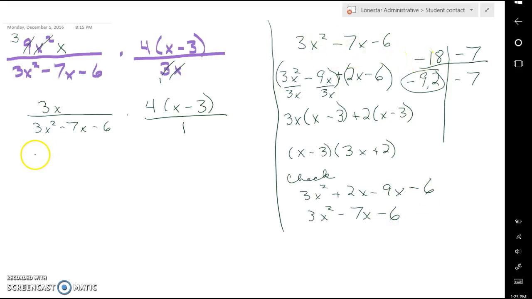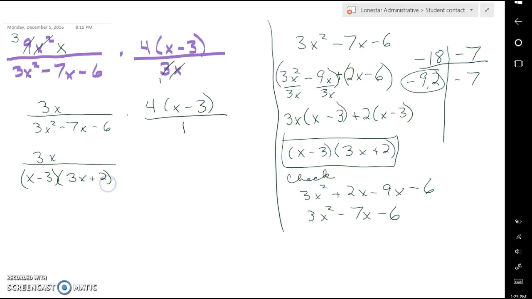Okay, so let's rewrite our problem using our factorization. x minus 3 times 3x plus 2. And remember, when you have binomials, you cannot cancel, for instance, this 3x with this 3x. You have to cancel the whole binomial. Okay, so we see that x minus 3 and x minus 3 cancel, and that's it.